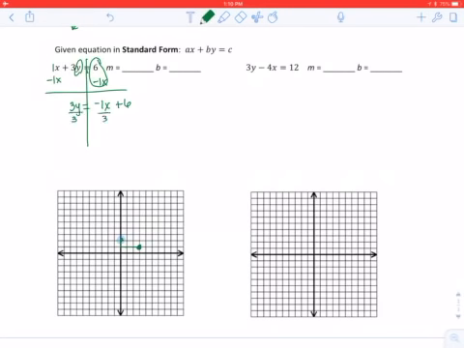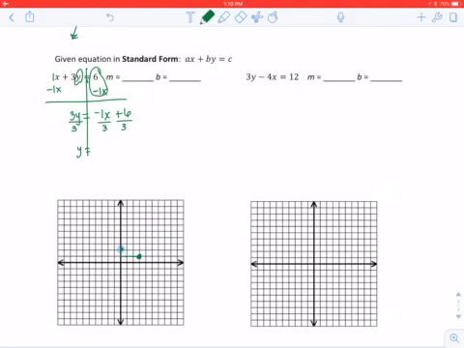Now to get rid of the 3, because the 3 and the y are stuck together, we divide everything we have by 3. So I have y by itself. Negative 1 over 3 is really just negative 1/3 x. 6 divided by 3 is a positive 2. So now that y is by itself, I can locate that my slope is this negative 1/3 and my y-intercept is the positive 2.